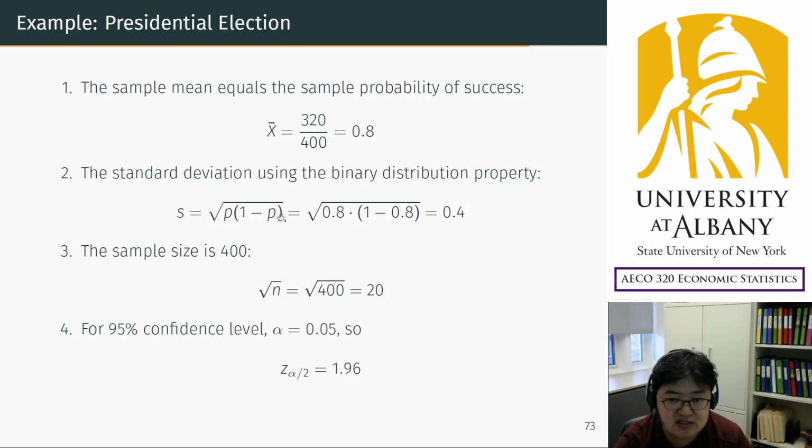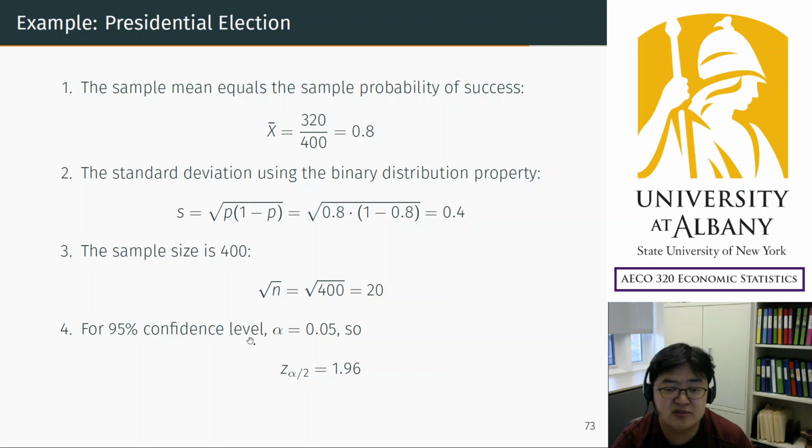And second, the standard deviation must be calculated. And we use this formula again. But what is the P? P is coming from the sample probability. Use the sample probability and plug that into the standard deviation formula. We use a separate formula for standard deviation, and then in the end we have 0.4. Okay, we are done with standard deviation too. And then the sample size, simple. Square root of 400 is 20.